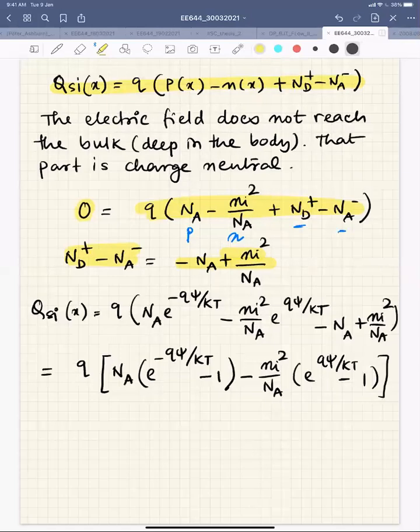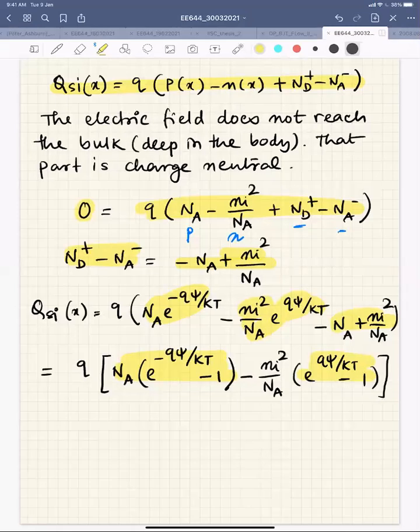Now I know the Nd plus minus Na minus. If I put it in the same equation, I will replace this Px by Na e to the minus q psi by kt, Nx by Ni square by Na e to the q psi by kt, and then Nd plus minus Na minus is nothing but minus Na plus Ni square by Na. Then I could simplify, and write it like this: q times Na into e to the minus q psi by kt minus 1, and Ni square by Na times e to the q psi by kt minus 1.